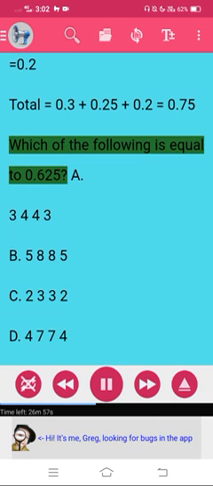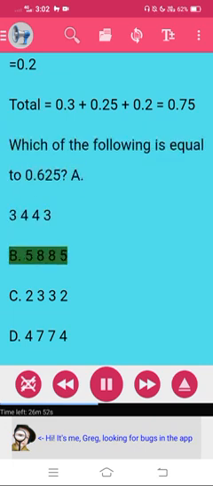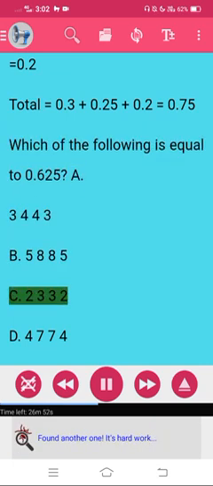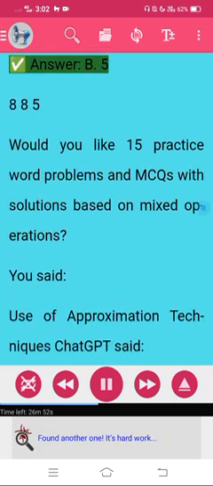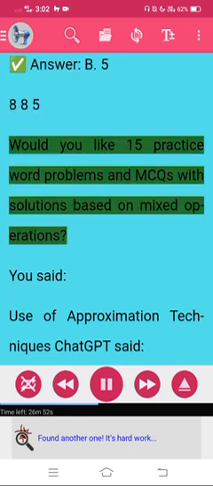Which of the following is equal to 0.625? A. 3/4, B. 5/8, C. 2/3, D. 4/7. Check mark answer: B, 5/8. Would you like 15 practice word problems and MCQs with solutions based on mixed operations?